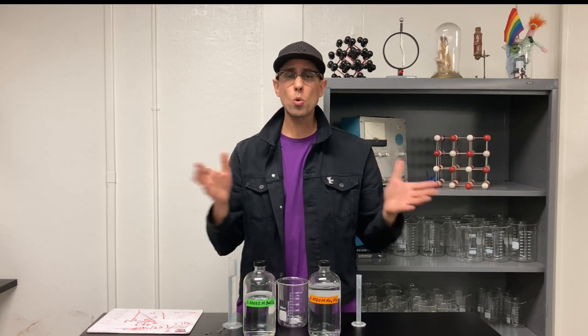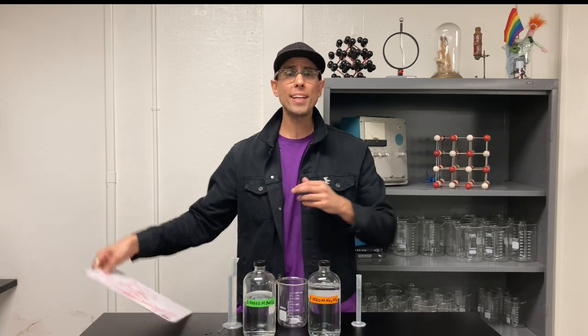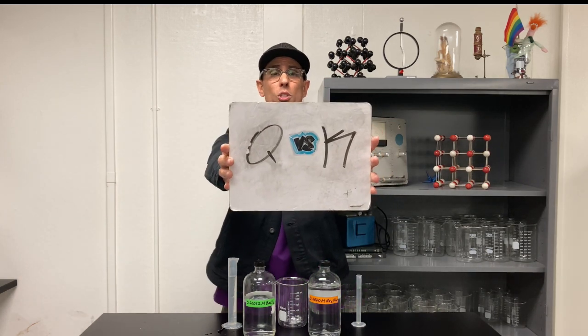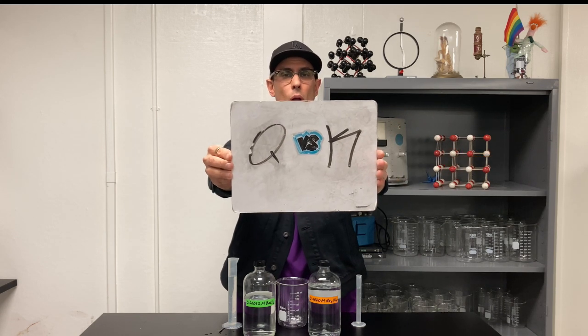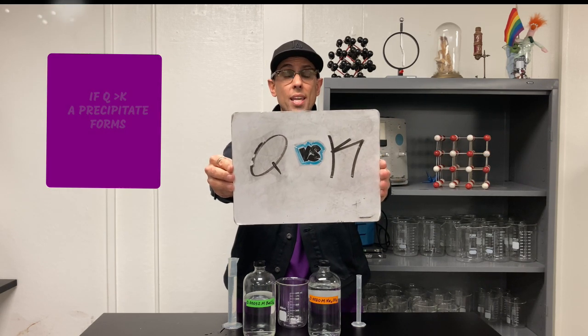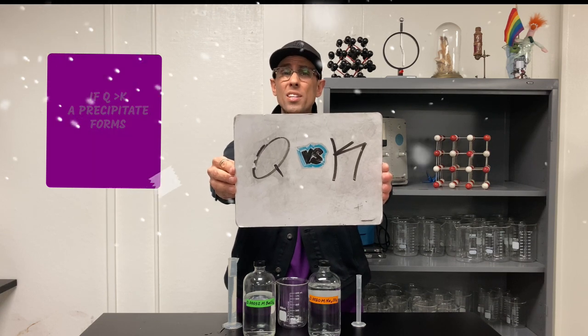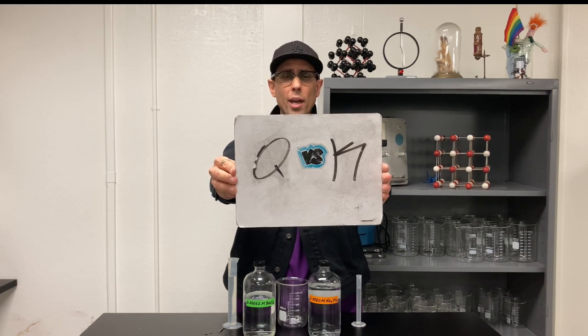Now on the surface, this question doesn't seem so bad, right? All we need to do is compare Q to K. We're going to calculate Q. KSP is given to us in the problem, and we know that if Q is bigger than K, a precipitate forms, whereas if Q is smaller than K, we don't get a precipitate.